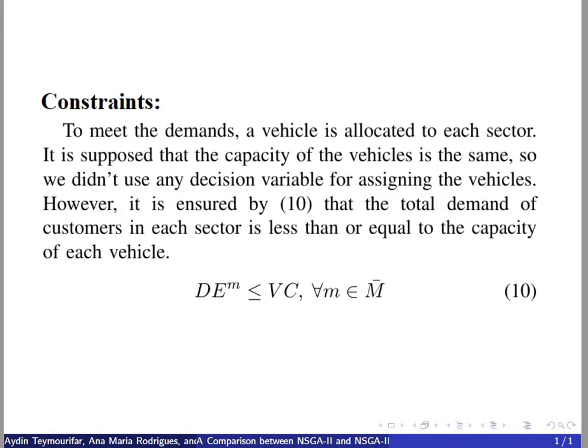To meet the demands, a vehicle is allocated to each sector. We didn't use any decision variables for assigning the vehicle because it is supposed that the capacity of vehicles is the same. However, using constraint 10, we ensure that the total demands of the customers in each sector is less than or equal to the capacity of each vehicle.